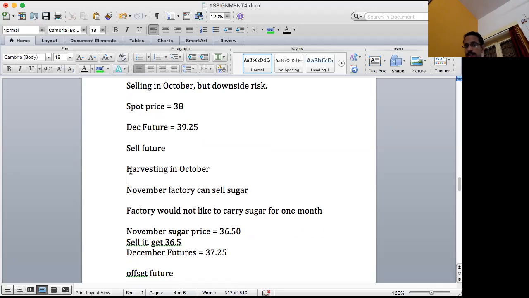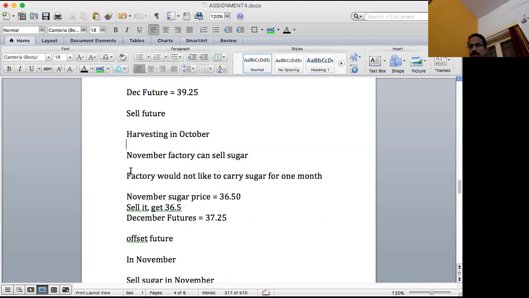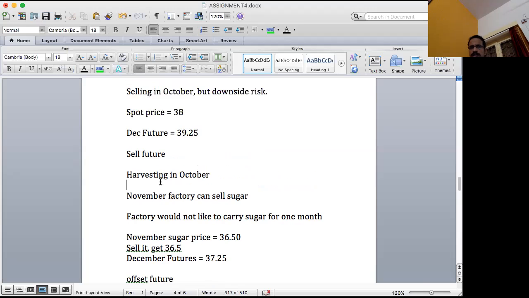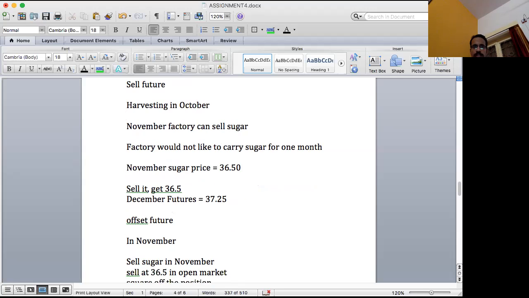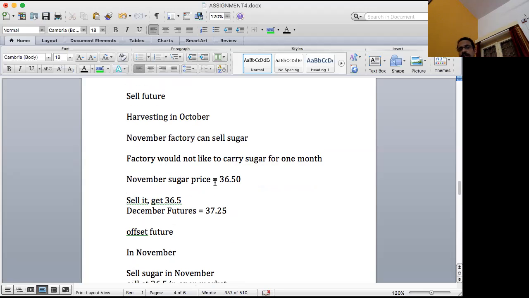That farmer is selling sugar cane to the factory. In November only the factory can sell sugar. The factory would not like to carry sugar for 1 month, to December, right? Because the future is 39.25, you assume that in December it might sell at 39.25, but the factory would not like to carry sugar for 1 month because there are carrying costs. So the November sugar price actually falls down.